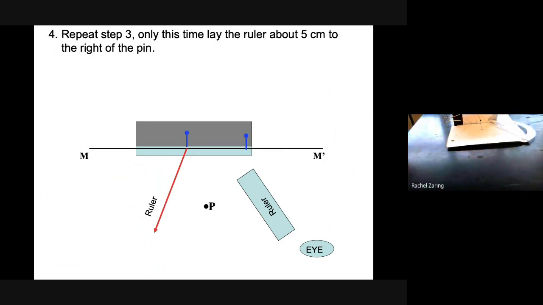Look for the reflection of the pin using your eyeball, lining the ruler straight up with the image that you see. And once you have it, draw a reflected ray from where your straight edge of your ruler is, which shows the ray of light that's going from the image of the pin to your eye.